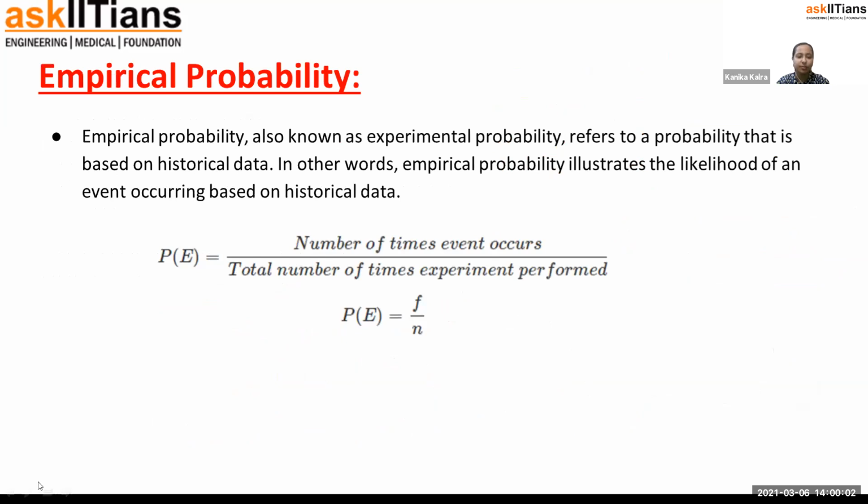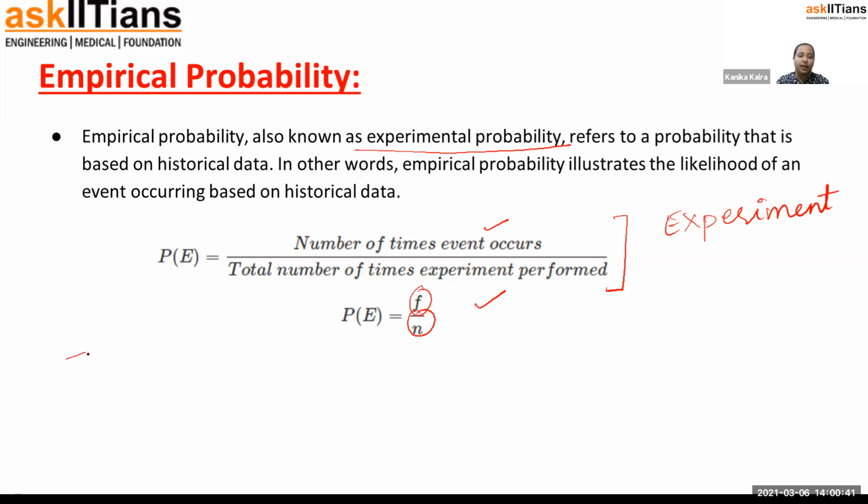Next is empirical probability. Empirical probability is also known as experimental probability. It refers to the probability that is based on historical data. In other words, empirical probability illustrates the likelihood based on historical data. So basically, empirical probability is related to a complete experiment, as in number of favorable trials divided by total number of trials. So probability of E is given by F over N. You can take any variables of your choice.